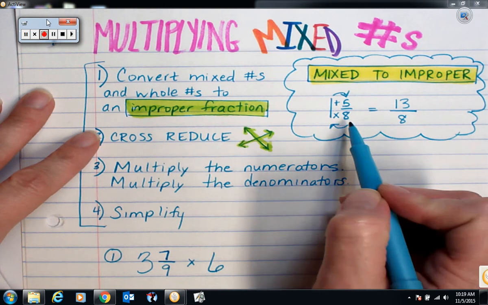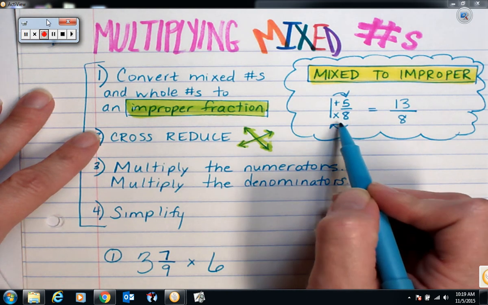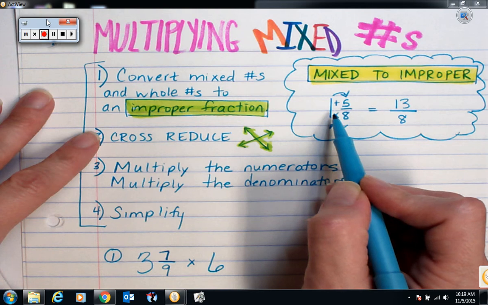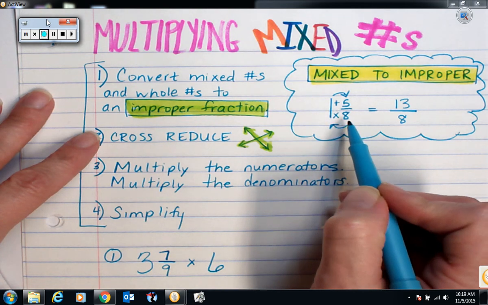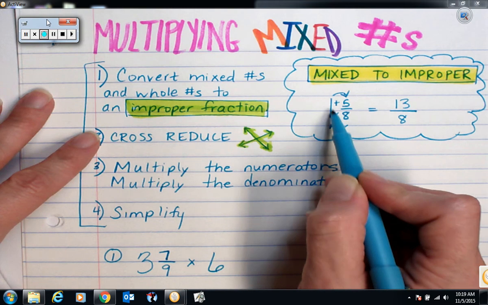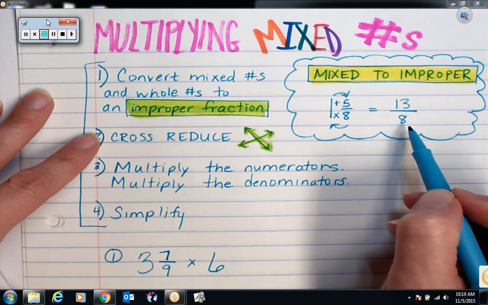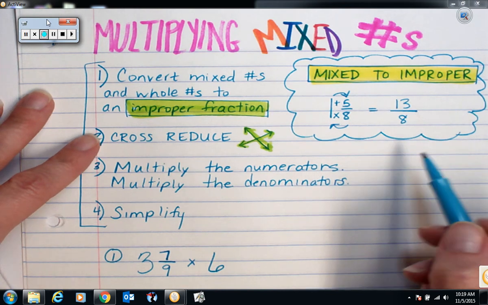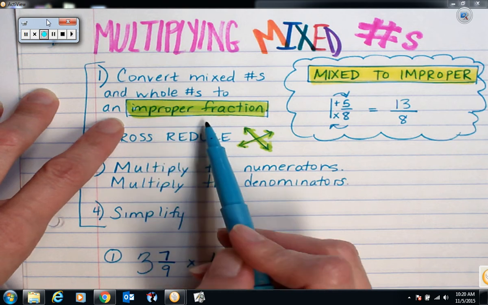You want to start with your denominator because that's the number of pieces in your whole. Multiply that by the whole number and then add the numerator on because these are the pieces of eighths that you already have. So 8 times 1 is 8 plus 5 makes 13, and the denominator stays the same. I have 13 eighths.